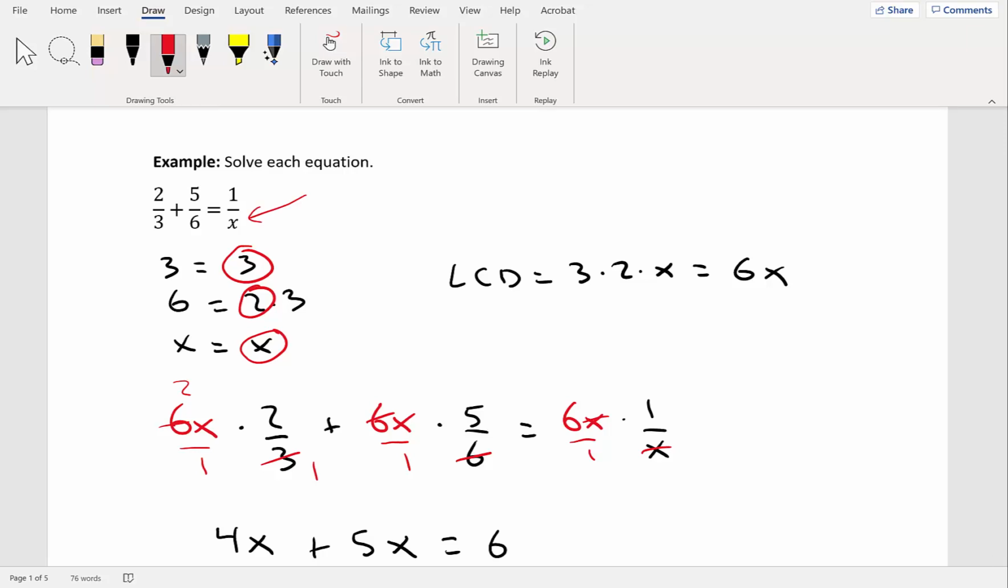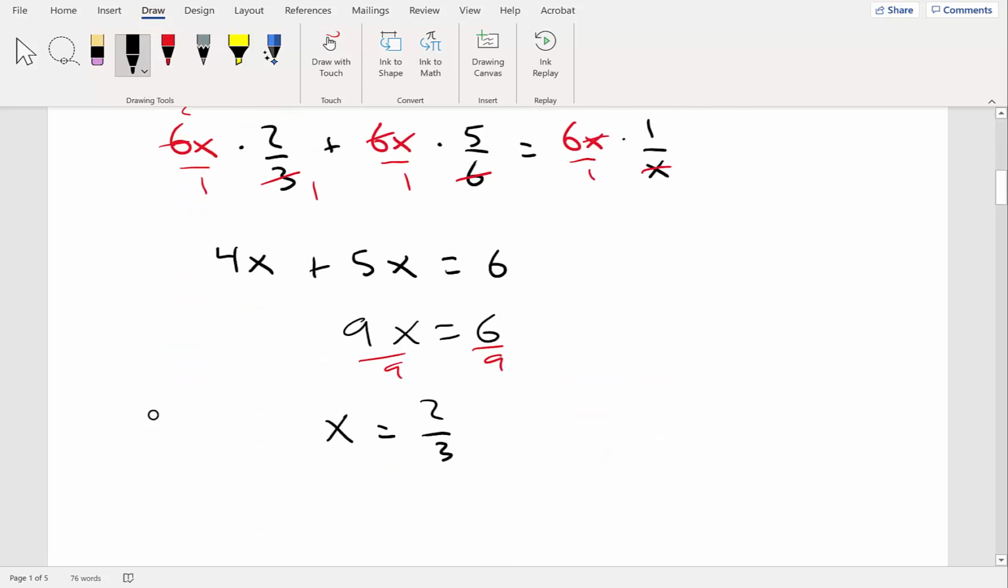I just want to check if I plugged it in for my x, does it give me a 0 in the denominator? Well, the value that we got for x is 2/3. So I'd have 1 divided by 2/3, which is fine. If I ended up with 1 divided by 0, then we have a problem. We'd have to get rid of that solution. So x equals 2/3 is okay. This is our final answer.